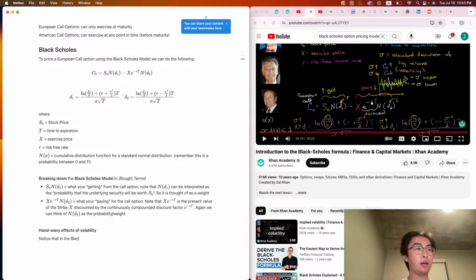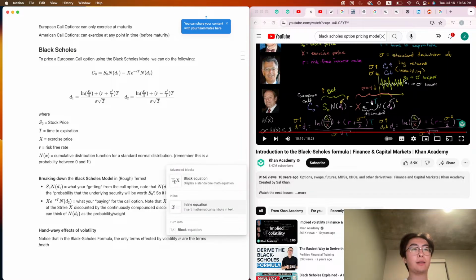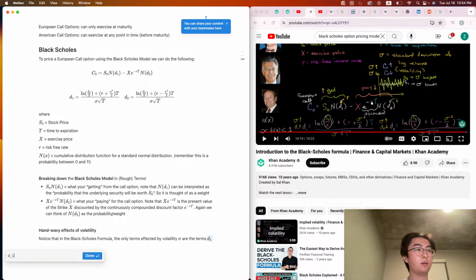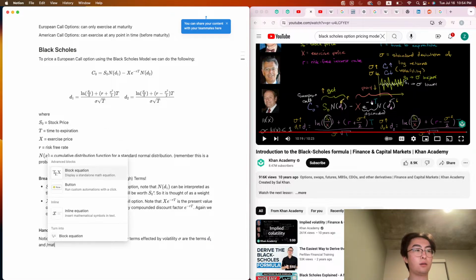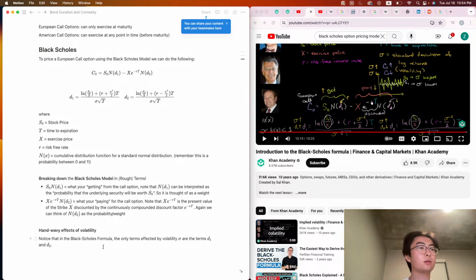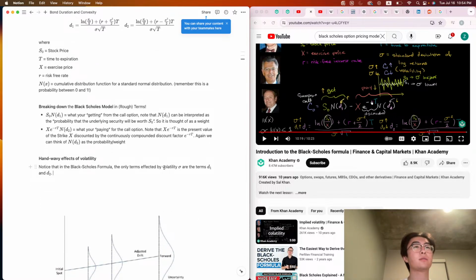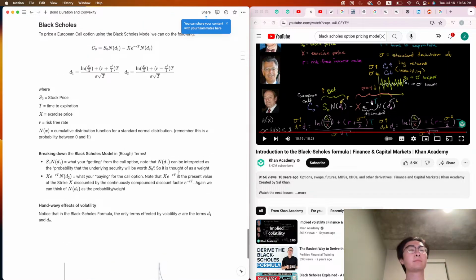Notice that in the Black-Scholes formula, the only terms affected by volatility, sigma, are the terms D1 and D2. Okay, so this is important.